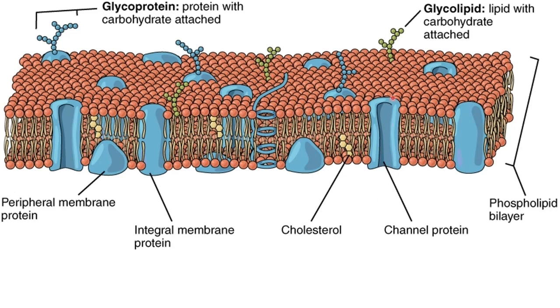Things that have to use a channel or a carrier protein are things that are charged. Things that can just go in and out without a channel or carrier protein are things that are not charged, things that are lipid soluble like fats, oxygen, carbon dioxide.